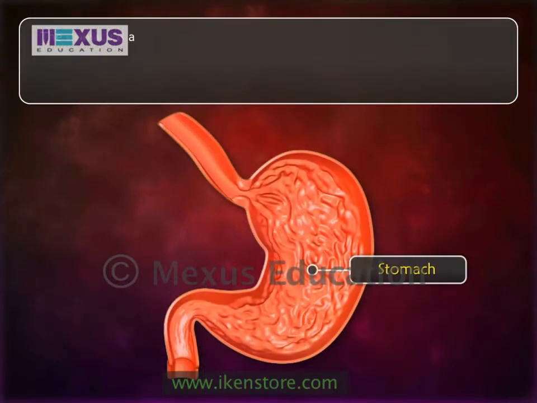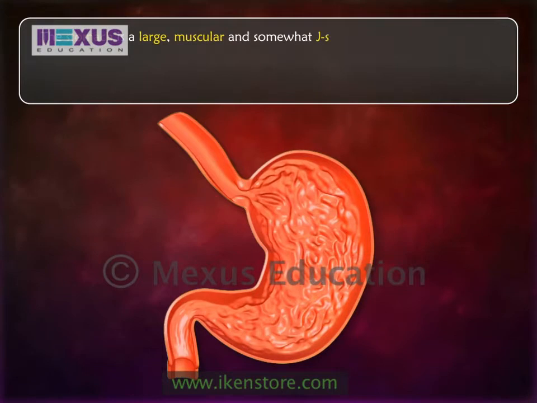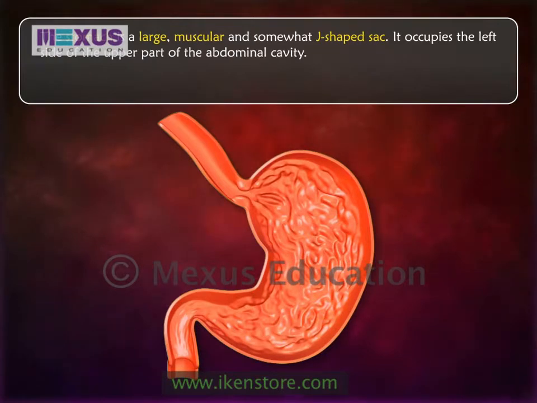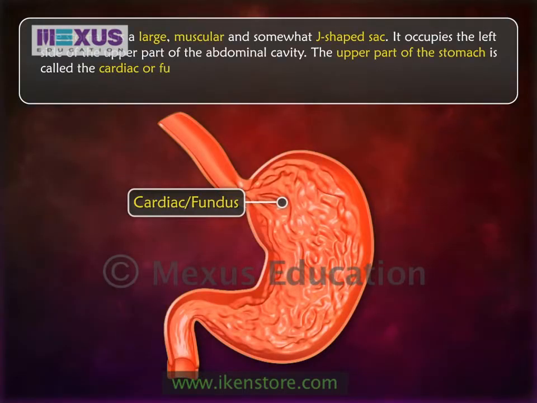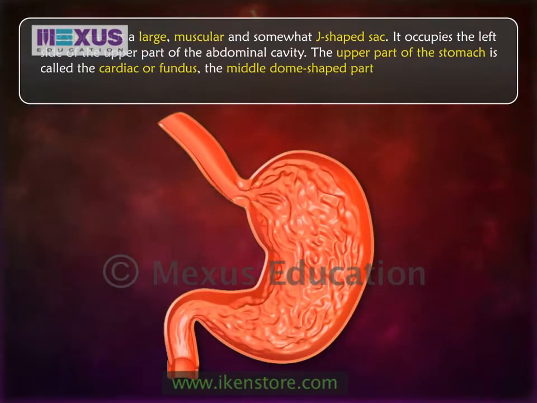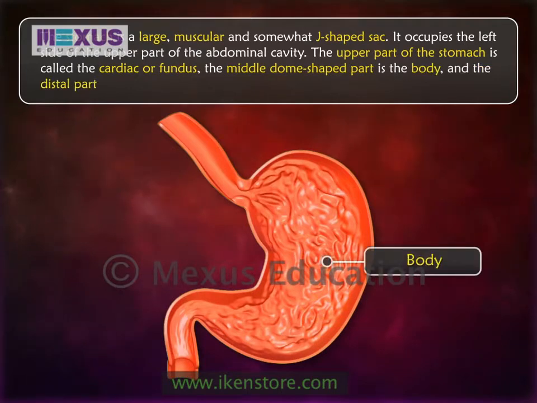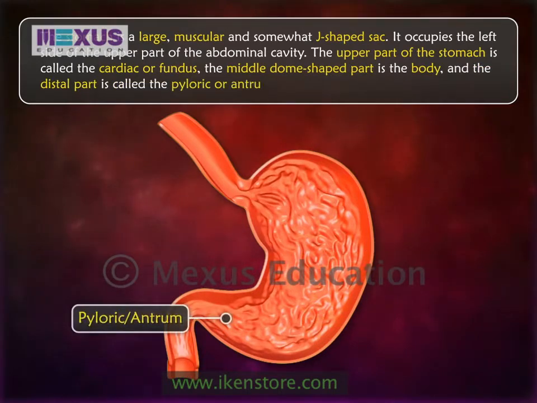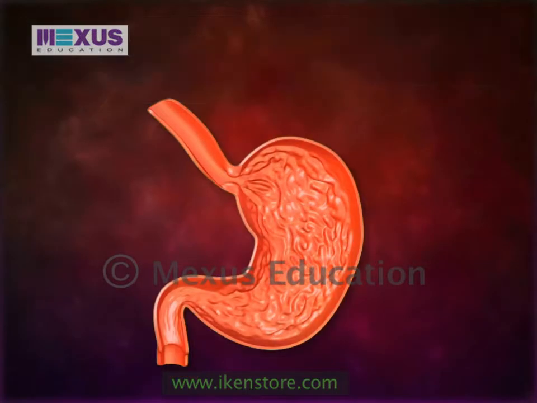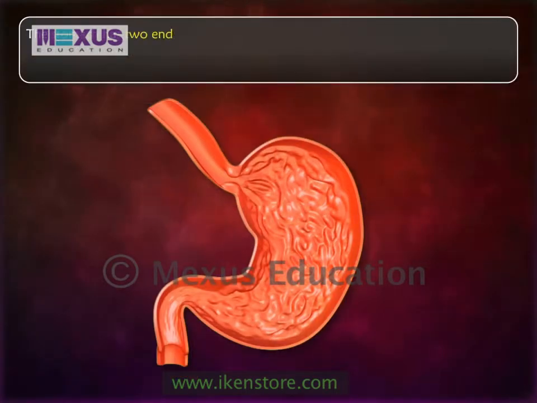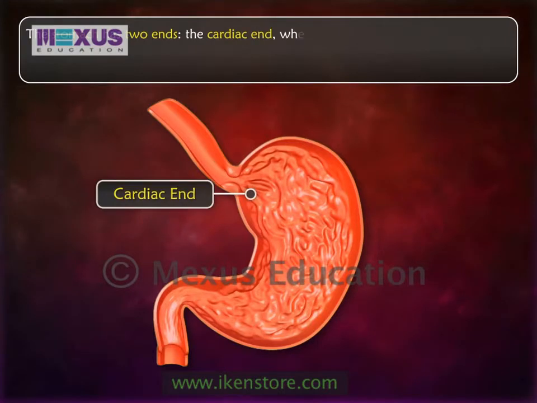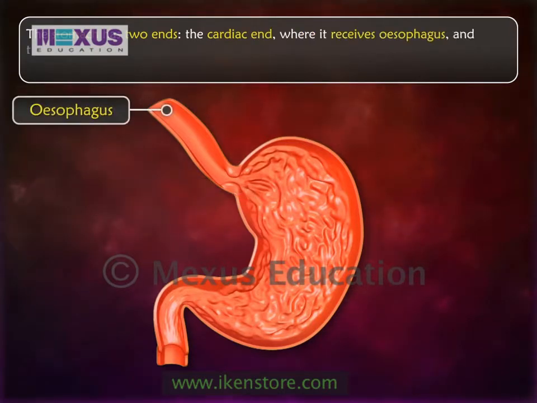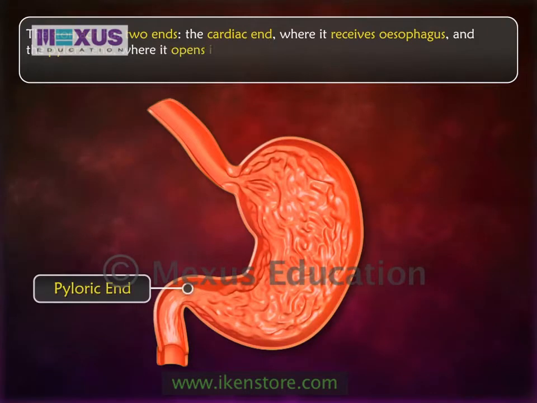The stomach is a large, muscular and somewhat J-shaped sac. It occupies the left side of the upper part of the abdominal cavity. The upper part of the stomach is called the cardiac or fundus. The middle dome-shaped part is the body, and the distal part is called the pyloric or antrum. The stomach thus has 2 ends, the cardiac end where it receives the esophagus, and the pyloric end where it opens into the duodenum.